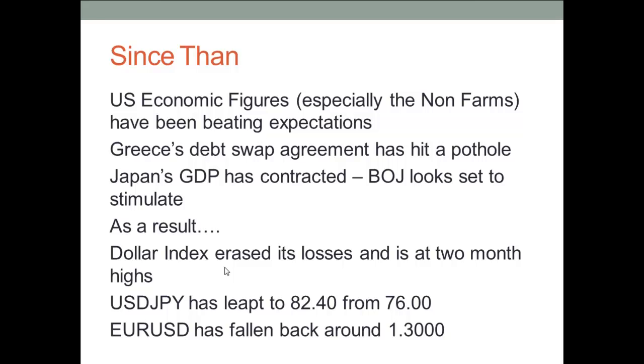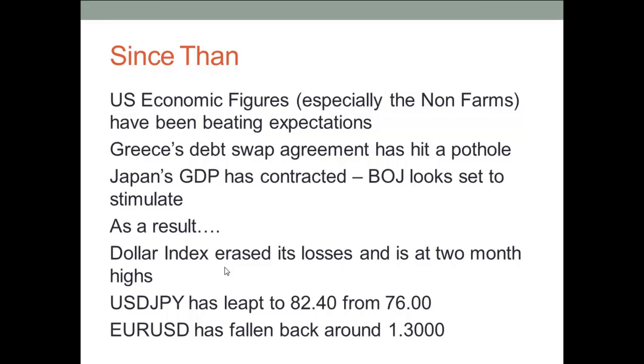And then probably the biggest thing that has really been positive for the dollar is that Japan's GDP contracted. They're falling back into recession, and due to the contraction of the economy in Japan, the Bank of Japan, basically the BOJ, said we're going to have to stimulate in order to get things going in Japan again. So as a result, since that FOMC meeting, the dollar has erased all its losses. It's actually at a 2-month high.